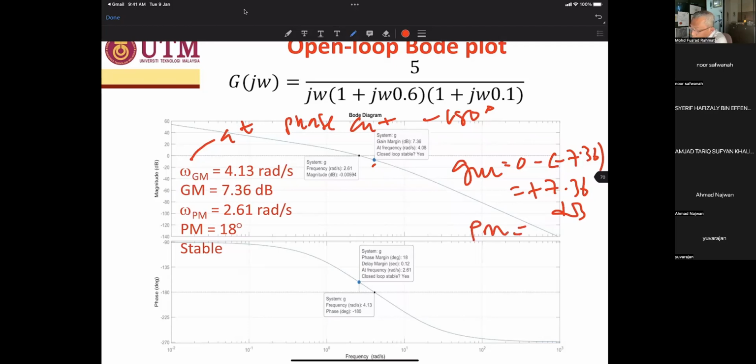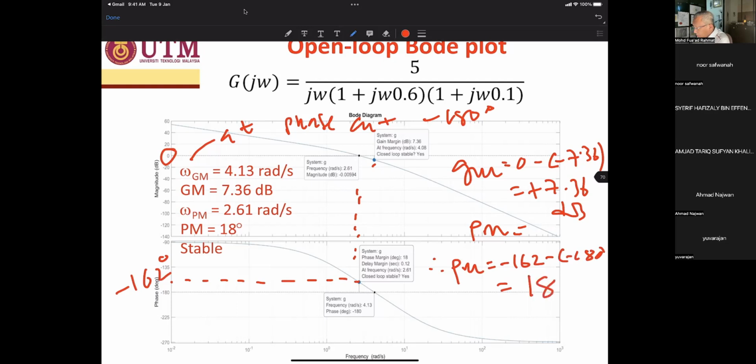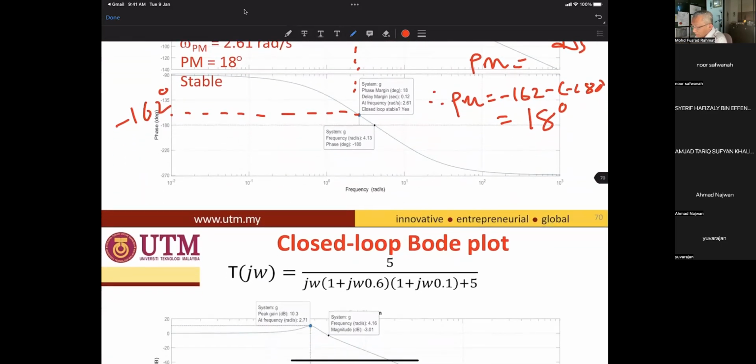Phase margin is also the same. Find the curve where it cuts 0 decibel, which is ω PM. Then we go down at frequency 2.61. Sorry, 2.61. So the phase is 162, which is over here. 162 degrees will give the phase margin minus 162 minus minus 180. So 18 degrees. Betul? Betul. 18 degrees. Then the system is stable.